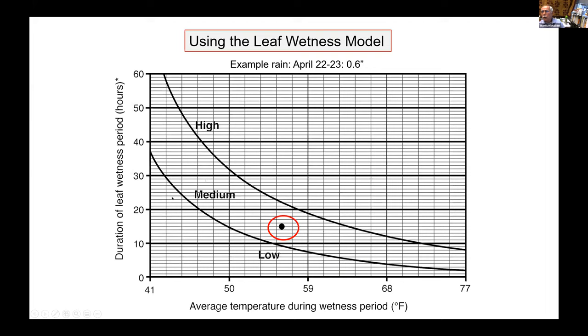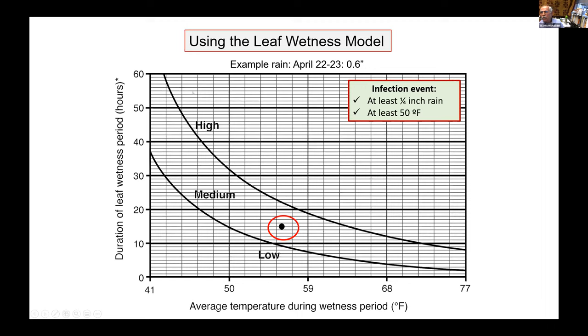The leaf wetness model was developed based on 15 different pistachio orchards, and it is used now for walnuts. It works well. It merely takes into account the temperature and the duration of leaf wetness during the rain. There are infection events. To have an infection event, you need at least 1/4 of an inch of rain and at least 50 degrees Fahrenheit.